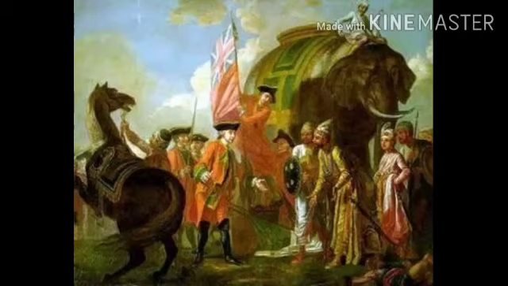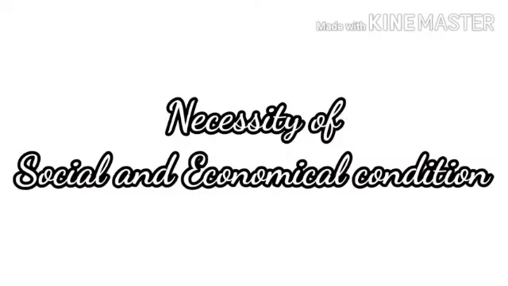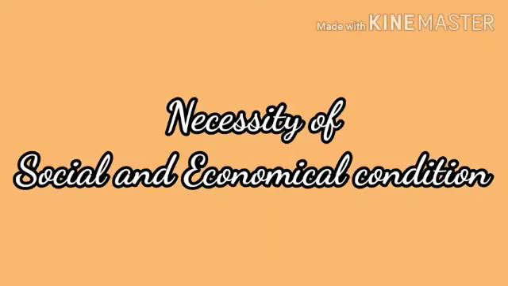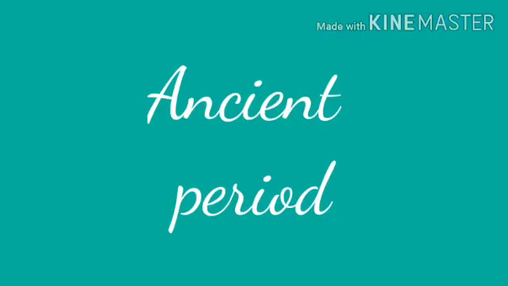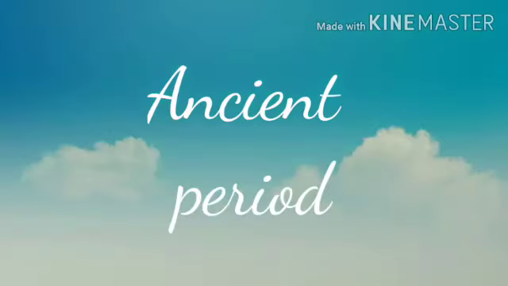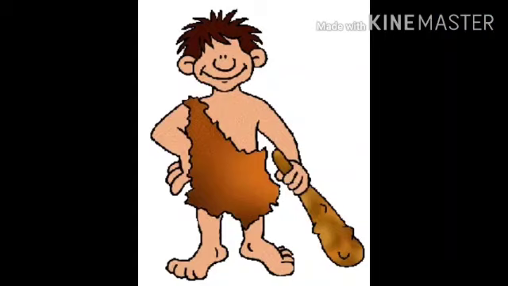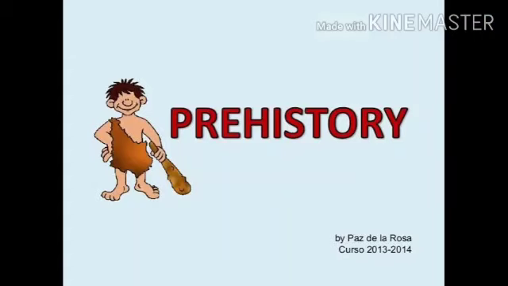Later on, because of the necessity of including social and economic conditions, historians changed it: the Hindu age as the ancient period, the Muslim age as the medieval period, and the British age as the modern period. In our lesson, we are going to see about the ancient period. The ancient period in India extends from man's emergence to about AD 712. Proto-history is a period between prehistory and history.